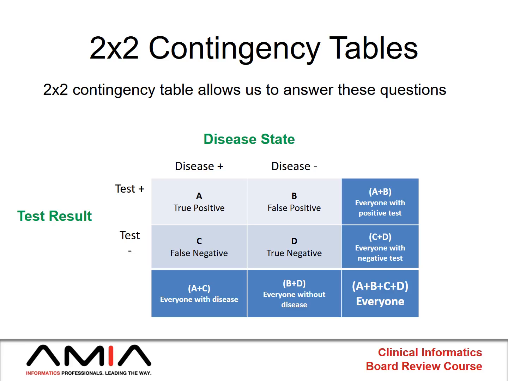Also notice that the rows, when you add them up, mean something, and the columns, when you add them up, mean something. The first row, A plus B, is everyone who tested positive, and the second row, C plus D, is everyone who tested negative. Furthermore, each column means something: A plus C is everyone in this cohort who has the disease, and B plus D is everyone who does not have the disease. If you take A plus B plus C plus D, that's everyone in the population. There are a whole lot of other relationships we're going to explore, but those are the basic ones.